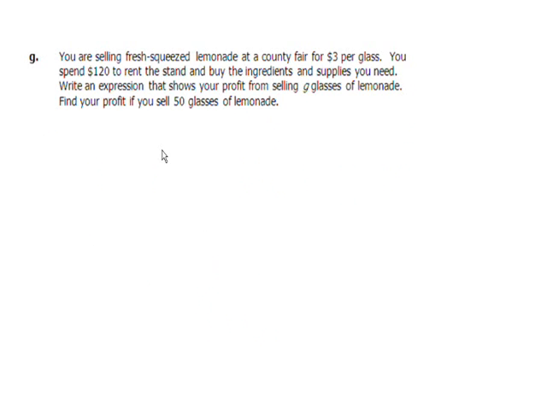Okay, this next word problem actually has nothing to do with order of operations, but you're going to be seeing a bunch of word problems in this class, so let's go ahead and work it anyway. You are selling fresh squeezed lemonade at a county fair for $3 per glass, which seems a little steep to me, but maybe it's really hot outside and people are willing to pay that.